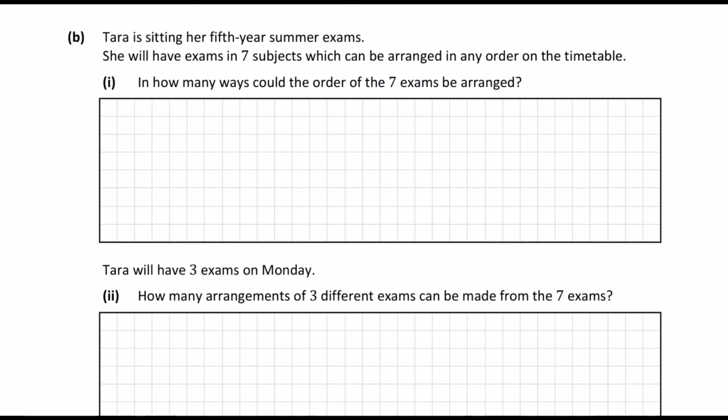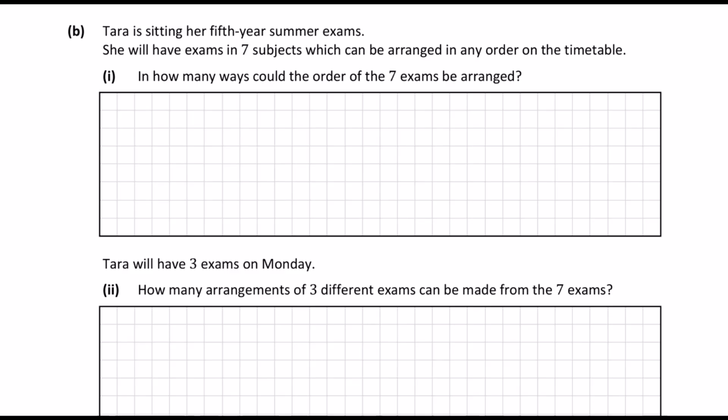Okay, next one. Tara is sitting her 5th year summer exams. She will have exams in 7 subjects which can be arranged in any order on the timetable. In how many ways could the order of the 7 exams be arranged? Well, that's just simply 7 factorial, which you can do on your calculator, it's just 5040.